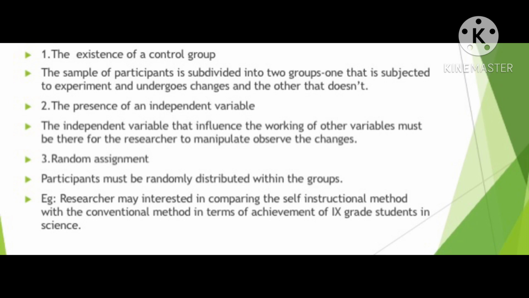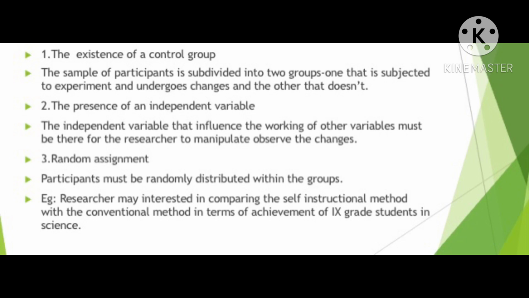The next criteria is that the presence of an independent variable, because in the experimental research we are just checking the effect of independent variable on the dependent variable. Third one is random assignment. What we are doing here we are selecting the participants randomly. Participant must be randomly distributed within the group.